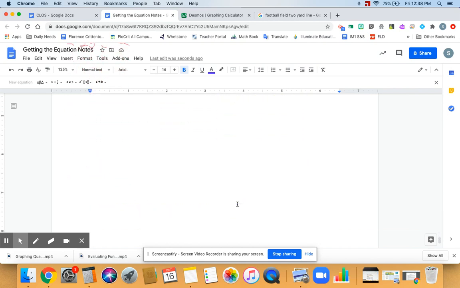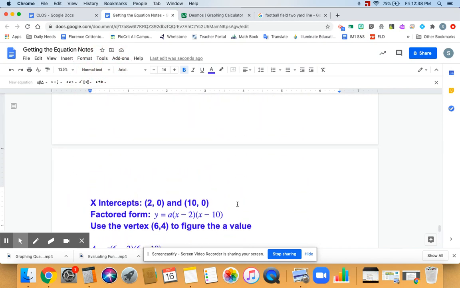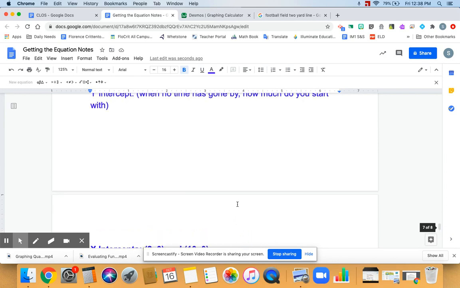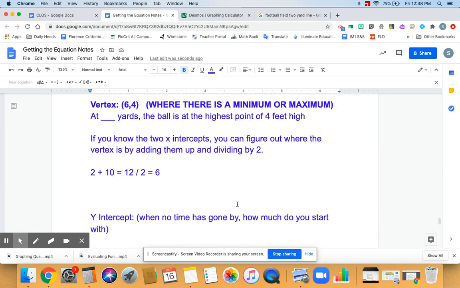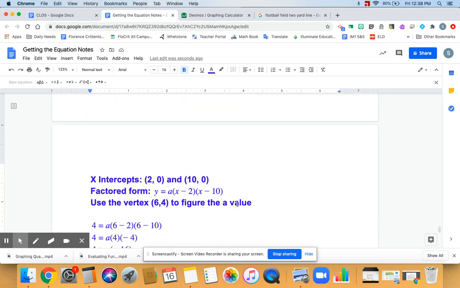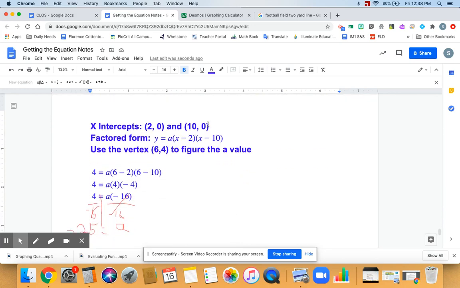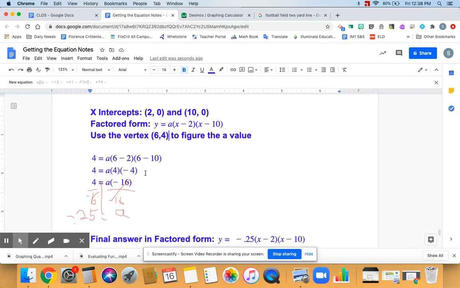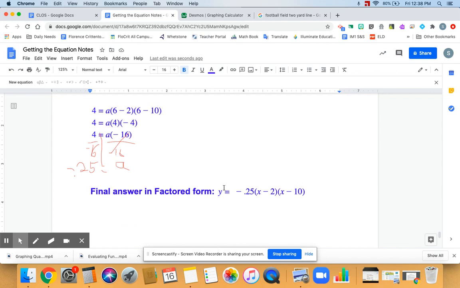For any graph, table, or situation, you're going to pull out everything you know. They need to give you at least 2 things in order for you to do it, because you have to know at least the x-intercepts or the vertex to start it out. Then you use one other thing, either the y-intercept or whichever other one they gave you, in order to figure out what your a is, and then you can put your final answer as an equation in that form.